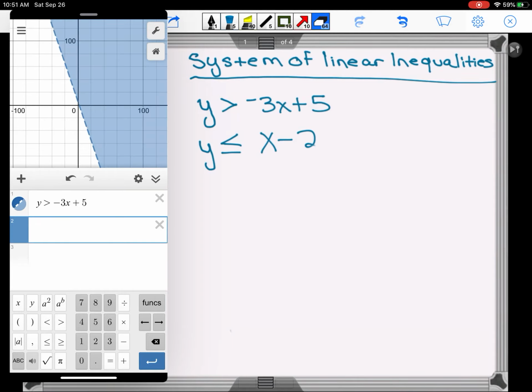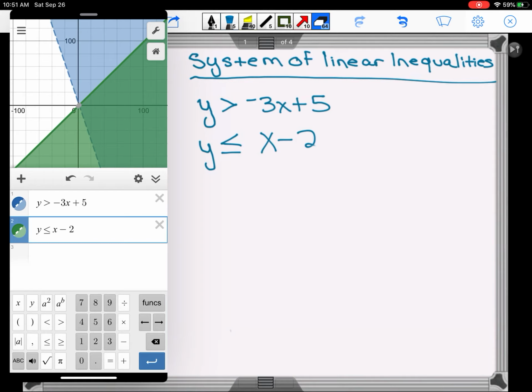On the second one, I'm going to go ahead and type in that second inequality. Y is less than or equal to x minus 2. Here, it used a solid green line. It used a solid line because that is less than or equal to. And just like I said, whenever it's less than or equal to or greater than or equal to, you use a solid line. The solution set is where those shaded regions cross.